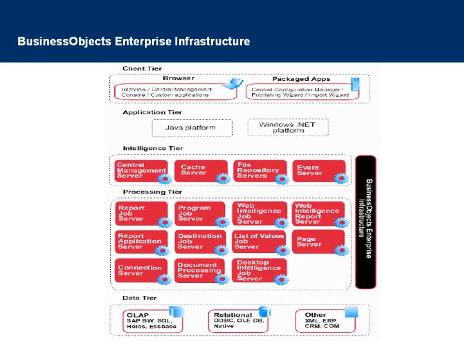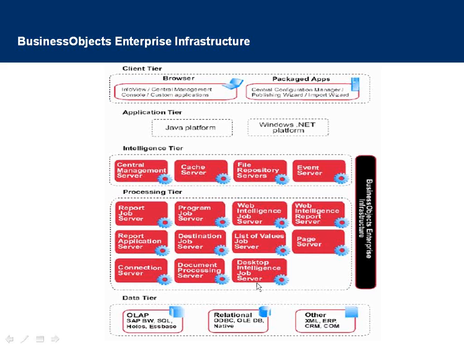The processing tier has two types of servers. Servers or services, both are used interchangeably, because sometimes you can install a CMS on a separate machine and call that a CMS server. You can install particular services on particular machines and call them servers. If you have all the servers on the same machine, you call that a service.